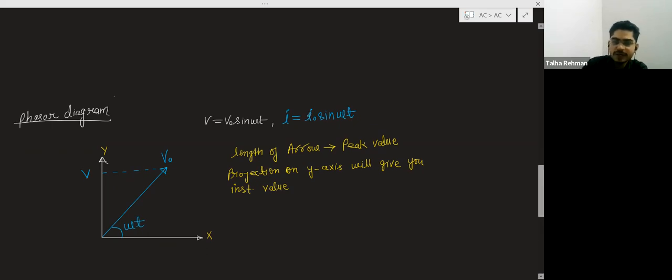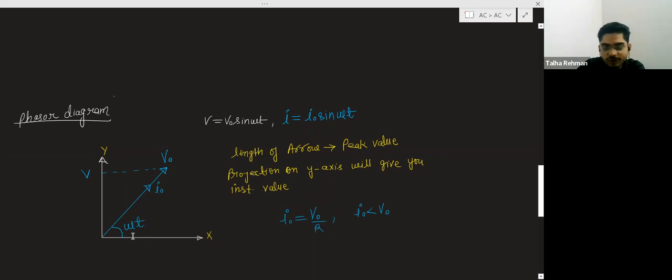Now for current, how will you draw? We know that I naught is equal to V naught divided by R. So you can say that here your value of the current I naught is less than V naught. So we will draw an arrow again, and the length of the arrow will be smaller than the voltage because the current is smaller than the voltage. So this is suppose I naught.